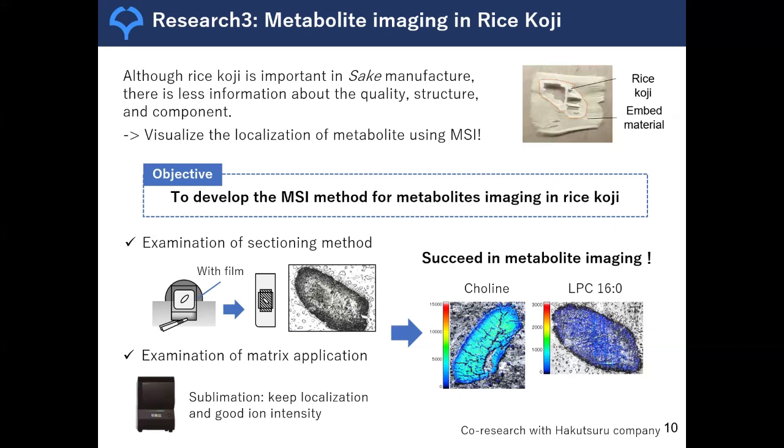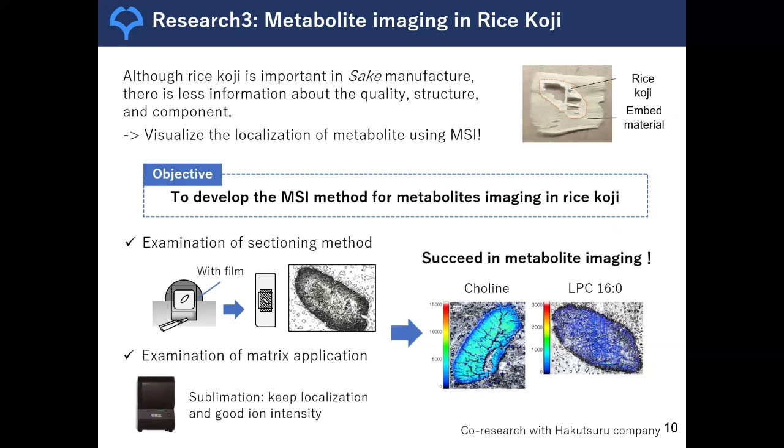It is also necessary to prepare sections for visualization of koji, but it is difficult to make a cross-section because koji is small and fragile. In addition, the analysis of koji using mass spectrometry imaging is an unprecedented attempt. Therefore, the purpose of this study is to develop a mass spectrometry imaging method for metabolite imaging in rice koji.